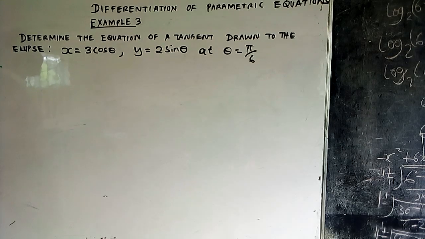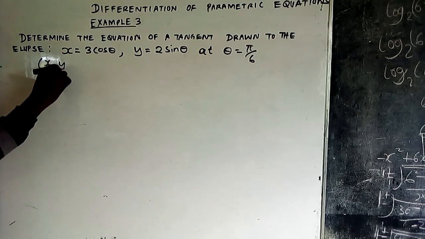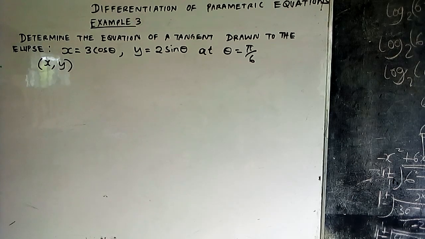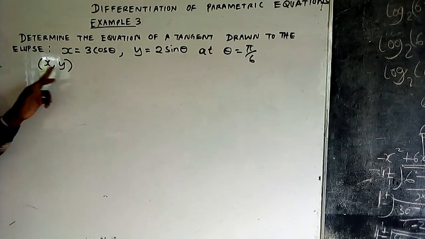For you to get the equation of a line, you must have the known gradient and one known point. Are you together? You must have the known gradient and one known point. So you know very well the known point (x, y), we must determine this point (x, y).